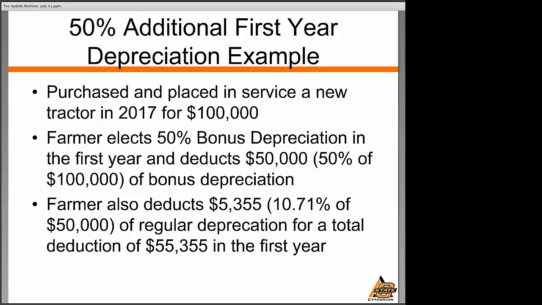Let's look at an example. So we buy a new piece of equipment, a new tractor, in 2017 for $100,000. The farmer elects to use a 50% bonus in that first year, so he deducts $50,000 of bonus depreciation. Then he takes the remaining $50,000 and is allowed depreciation on that. So he gets a total of $55,355 of depreciation in 2017. So bonus depreciation is a major impact on the amount of depreciation that's allowed.